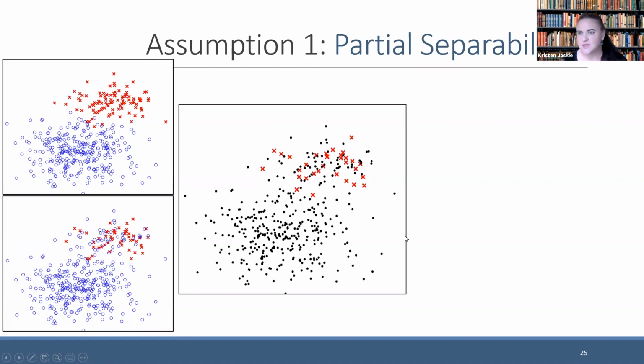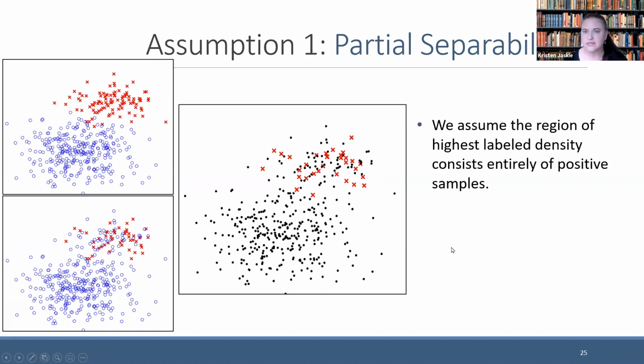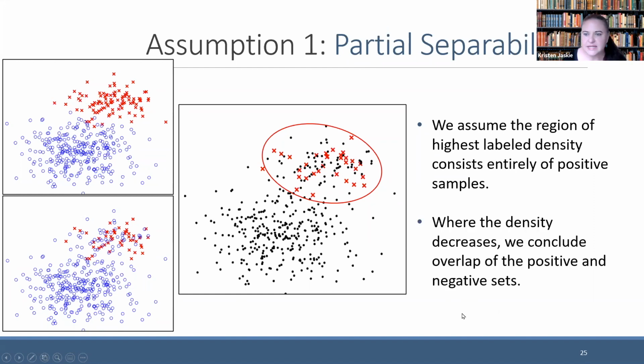So what we're going to assume is that the data we're given has some degree of separability. It's partially separable. So we're going to assume that the region of highest label density is going to consist entirely of positive samples. So over here, this has a high density of labeled samples. I'm going to assume this area is all positive. So we're going to assume this scenario up here. We have to pick one of these. I'm going to assume that this is actually usable data. And we're going to assume that where the density decreases, say maybe right in here, this is where we start to overlap. So maybe this oval should be shifted up a little bit, but this area is where we start to overlap. We're not assuming complete separability by any means. We're just assuming partial separability. At some point, they are separated.